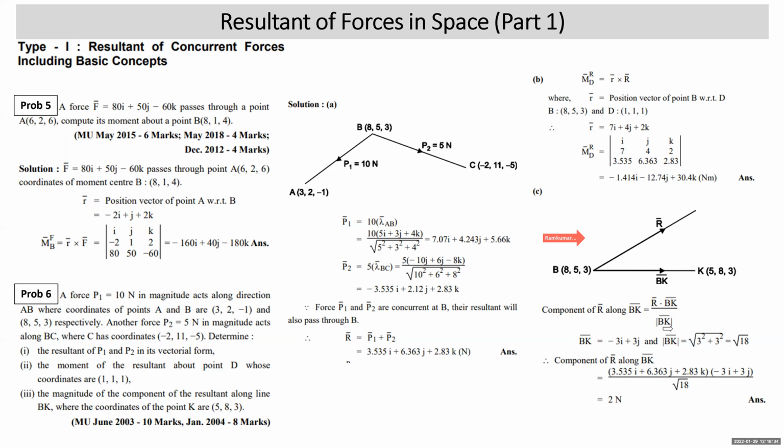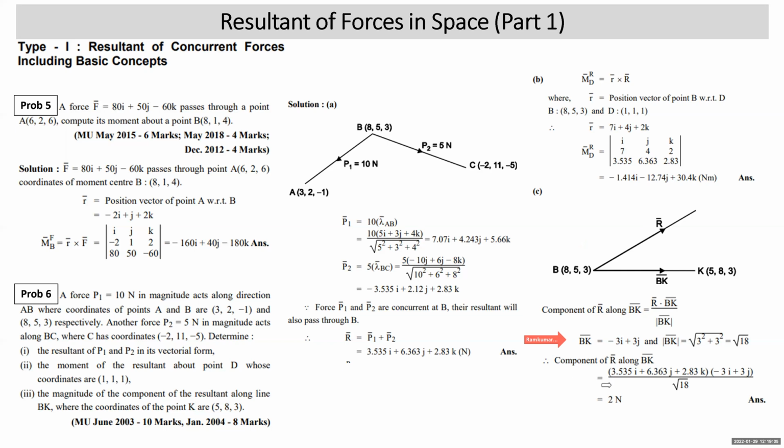As we understand, the component of a bar along b bar is equal to a dot b divided by mod of b. So here you are looking for the component of R bar along BK. In the numerator will be the dot product of the two, R bar dot BK bar, divided by mod of BK. R bar is already with us. We need to write vector BK. BK will be what? K minus B: 5 minus 8, minus 3i; 8 minus 5, plus 3j; 3 minus 3, 0. So vector BK is minus 3i plus 3j. So mod of BK is the square root of 3 square plus 3 square, that is root 18.